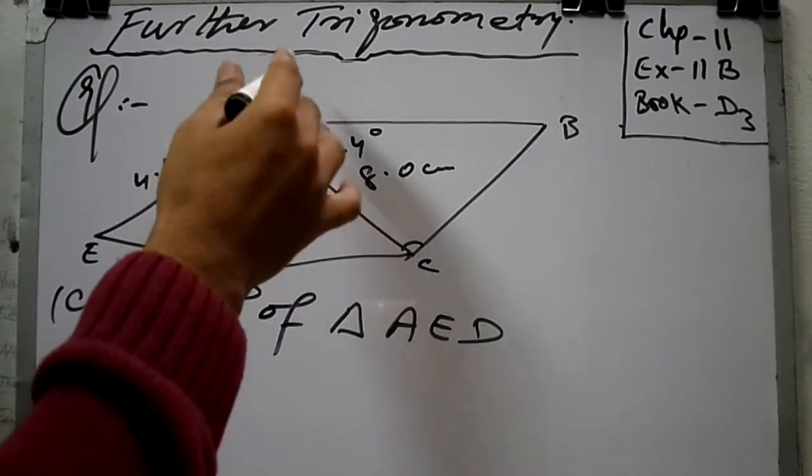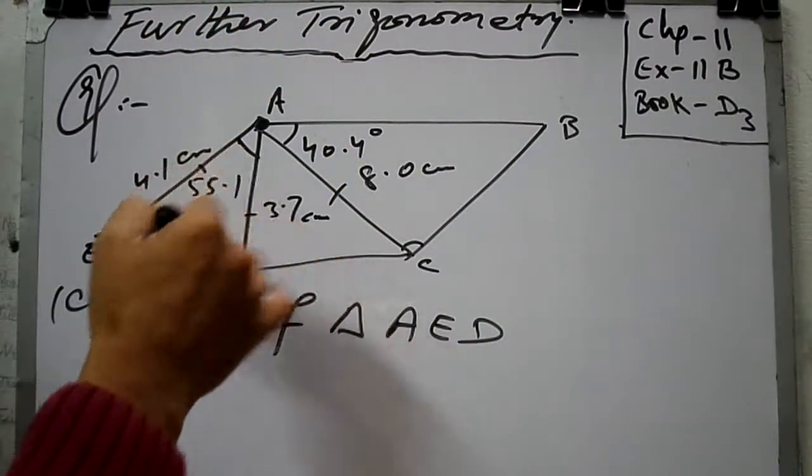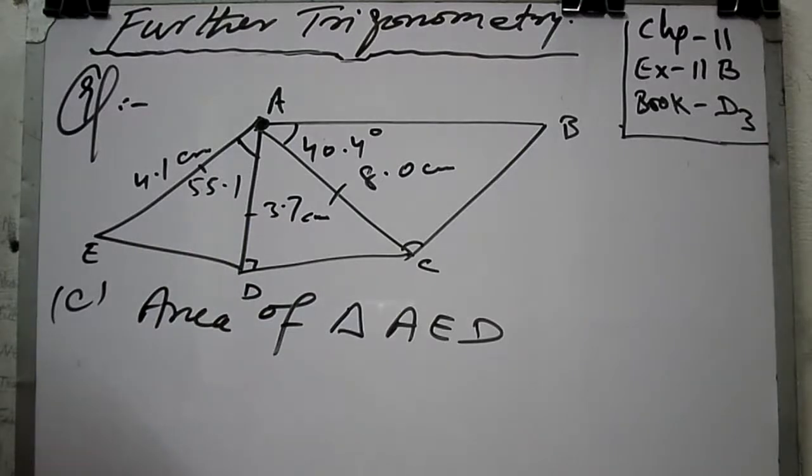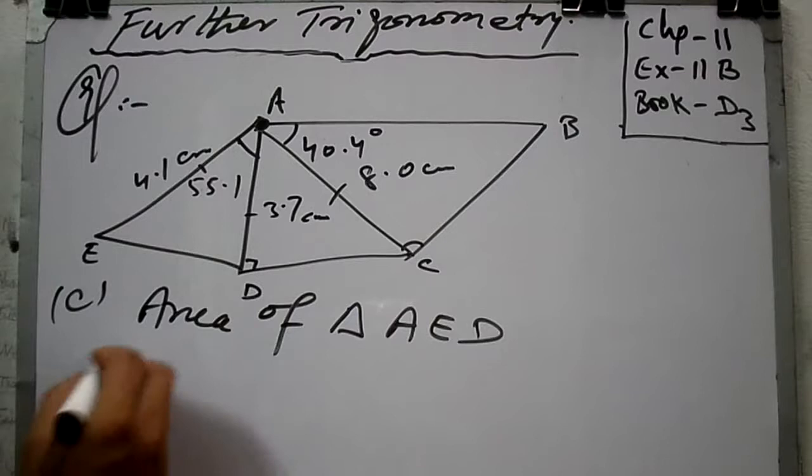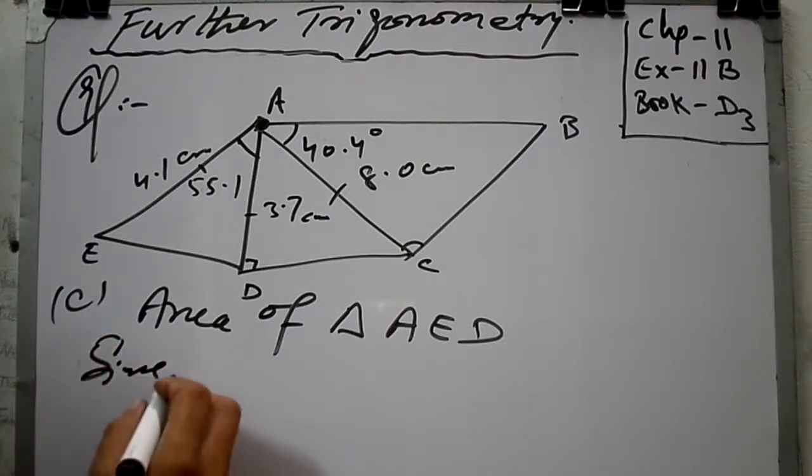Area of triangle AED. So how can you find the area of the triangle AED? It is very simple, because we have a formula.